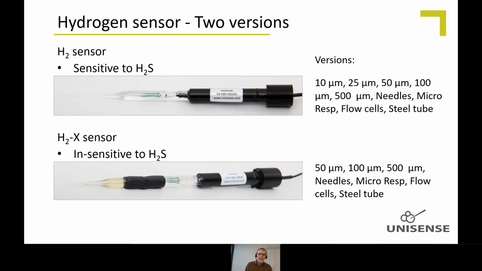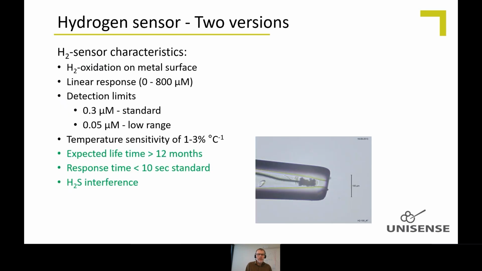We also have sensors for hydrogen. We have 2 different versions that are very similar. There's the standard version here, and then there's the H2X version here, which is not sensitive to hydrogen sulfide. That one is sensitive to hydrogen sulfide. It is very similar in construction to the N2O sensor, in that it has this extra chamber placed in front of the hydrogen sensor, which removes the sulfide. So the 2 sensors are very similar.